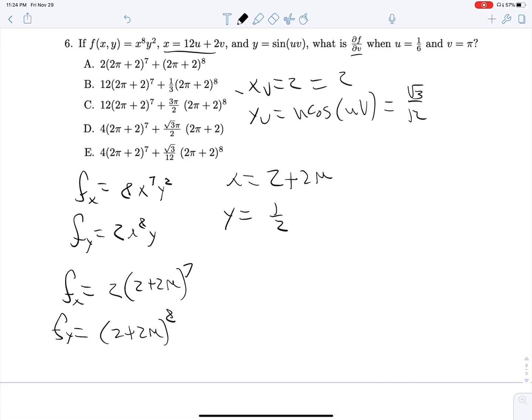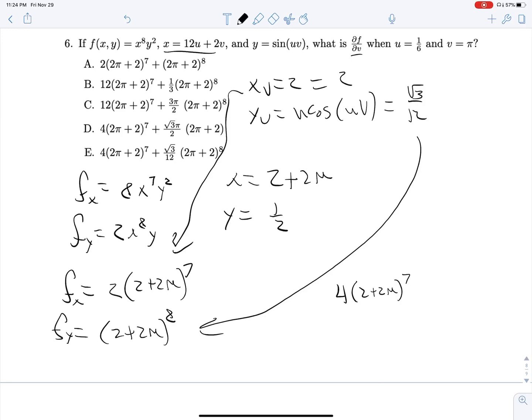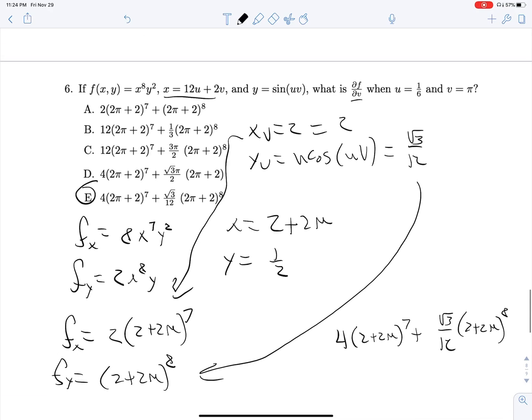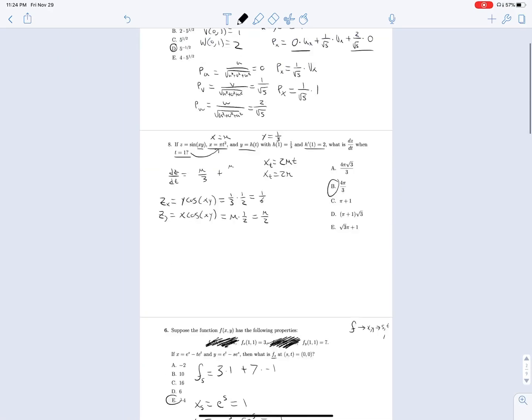And then all we're doing is bringing this down in here and this down in here, and we will get 4 times 2 plus 2 pi to the 7th plus root 3 over 12 times 2 plus 2 pi to the 8th, which is answer E. Okay, hope this was helpful.